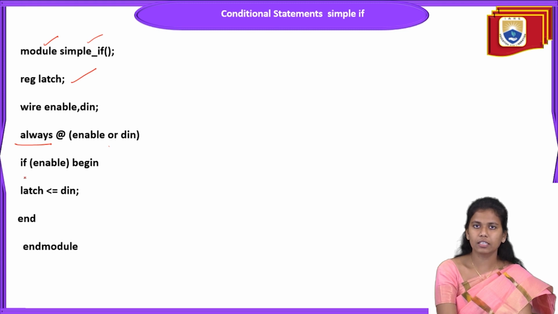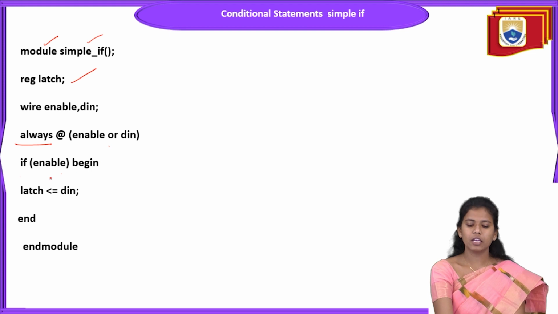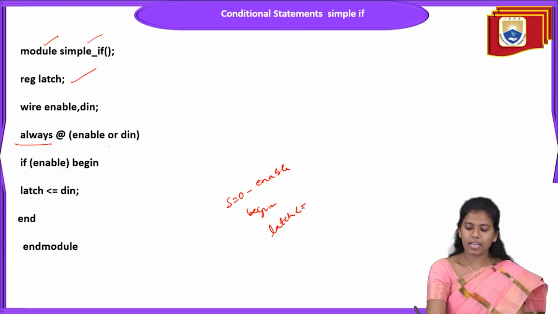If condition occurred here, if enable, what happens here? If my bit is enable, if my selection is equal to 0 is enable, what happens? Then I have to begin. What should I begin? I should begin my latch less than or equals to D input.